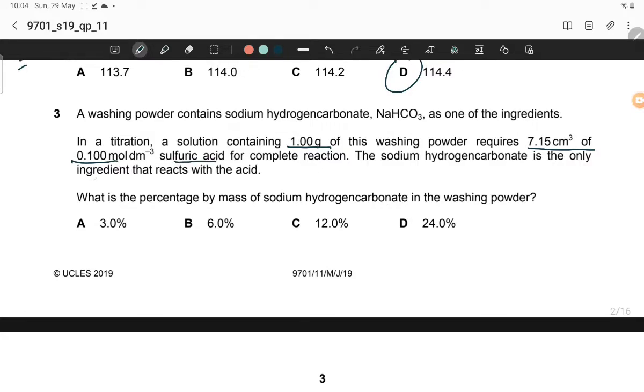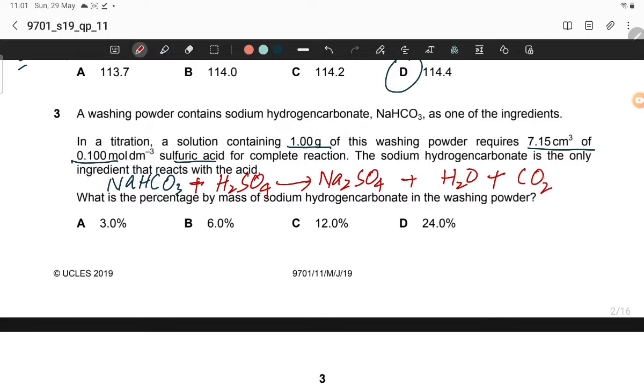Titration: 1 gram of the washing powder, 7.15 centimeter cube of 0.1 sulfuric acid. So the equation for this reaction is NaHCO3 plus H2SO4 to form Na2SO4 plus water plus carbon dioxide. Balance this equation: 2 moles of NaHCO3.